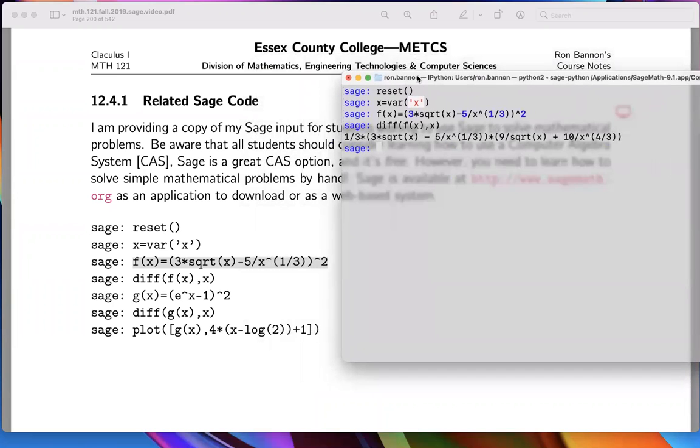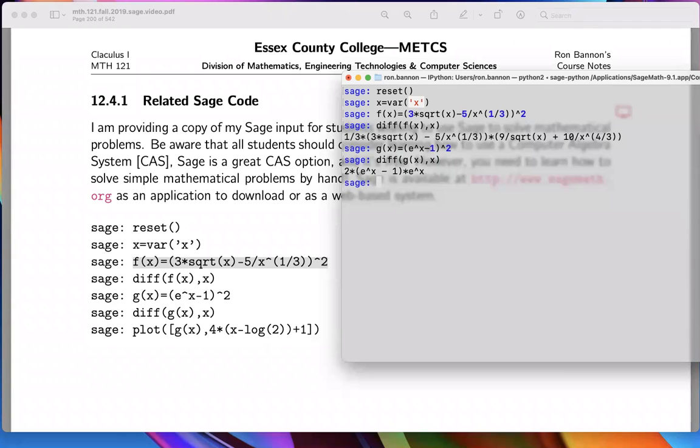Let's do g of x. G of x is being assigned. It's a function, by the way. Now you might wonder what e is. It's Euler's number, e to the x minus 1. Wow, looks like a tough one. What we want to do is differentiate g of x with respect to x. That's dg dx. Wow, we got an answer.